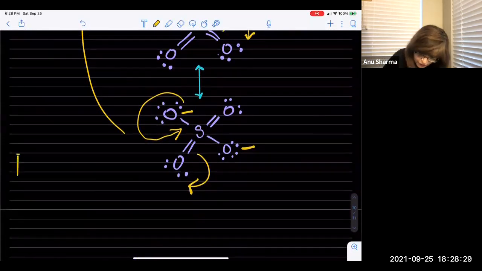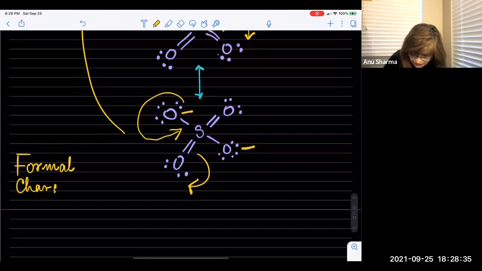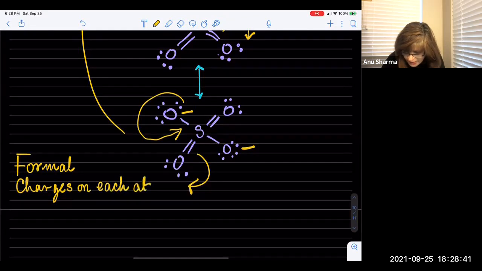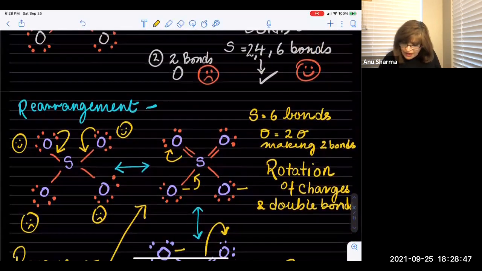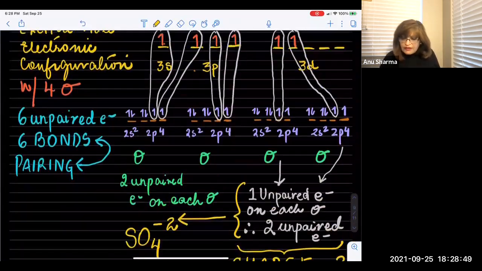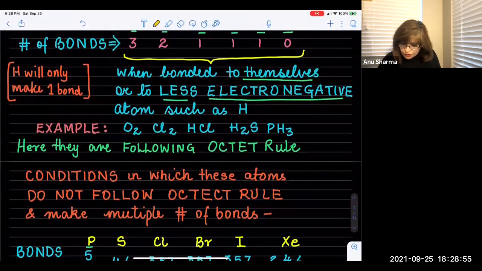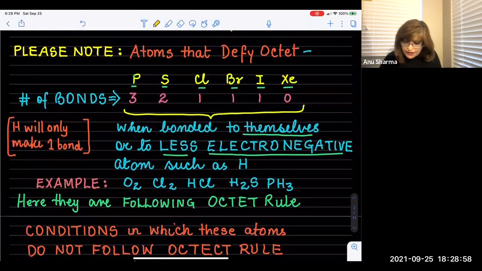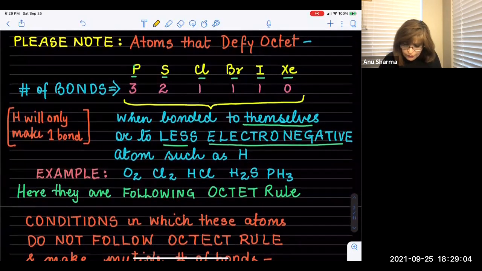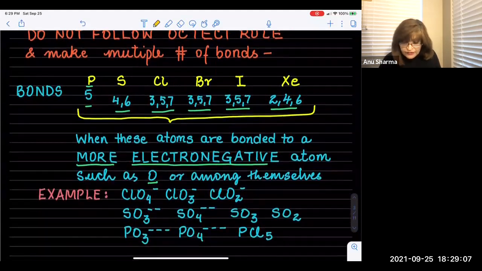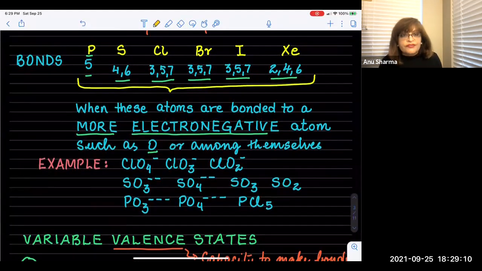This structure can be verified by formal charges on each of the atoms. We're going to do a separate video on that, but formal charges on each atom can verify the structure. Okay, so that was the whole lecture on how sulfur would make 2, 4 and 6 bonds. Based on that, I want you guys to look on your own, independently, at the conditions in which phosphorus, chlorine, bromine, iodine, and even xenon can make different types of bonds.